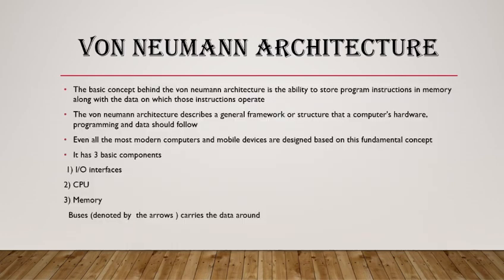Now let's see von Neumann architecture. The basic concept behind the von Neumann architecture is the ability to store program instructions in memory along with the data on which those instructions operate. The von Neumann architecture describes a general framework or structure that a computer's hardware, programming, and data should follow. Even all the most modern computers and mobile devices are designed based on this fundamental concept. It has three basic components: input output interfaces, central processing unit, that is CPU, and memory. Buses are denoted by the arrows that carry the data around and the addresses around.